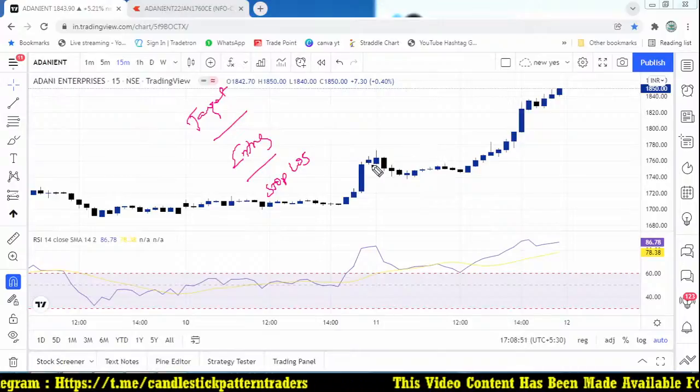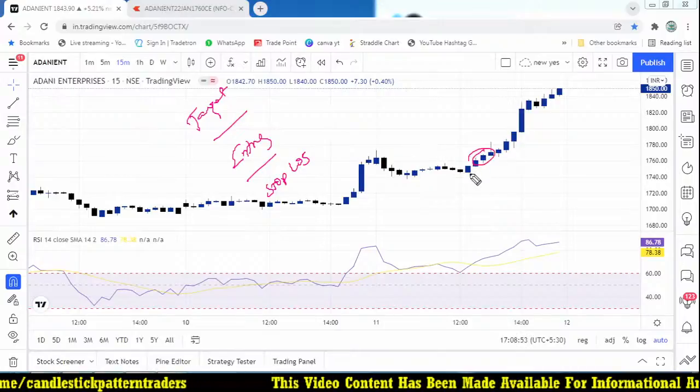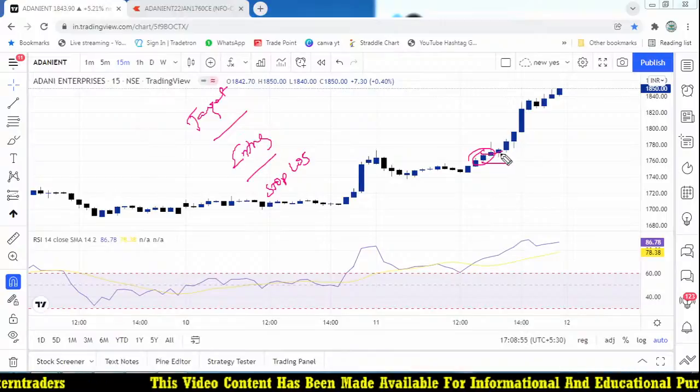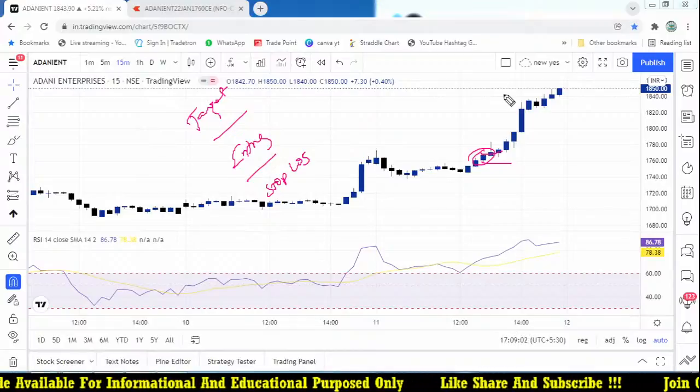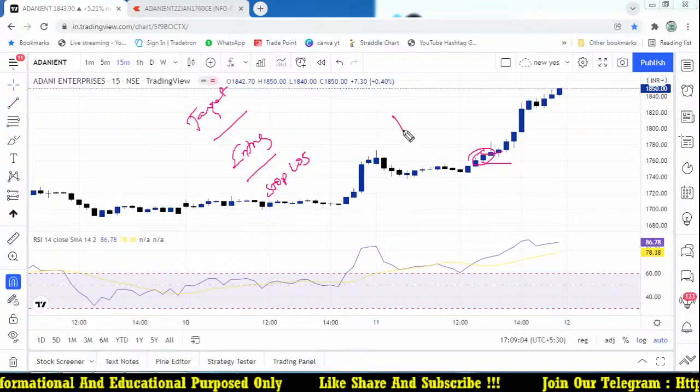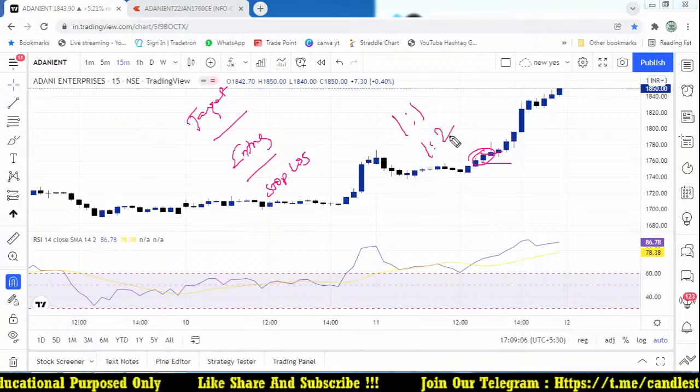So based on the pattern you have taken, based on this method I am taking the entry, you know the stop loss, you know the entry point, so how can you fix the target? Trail your stop loss to make a huge profit. Or you can fix your target at 1:1 or 1:2. It depends on you.